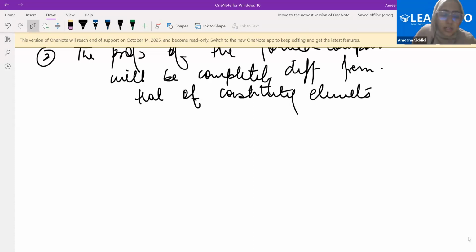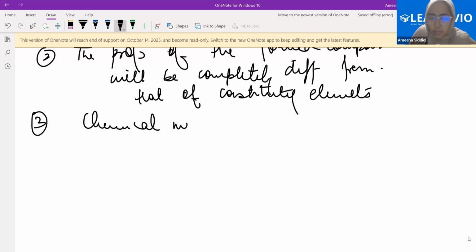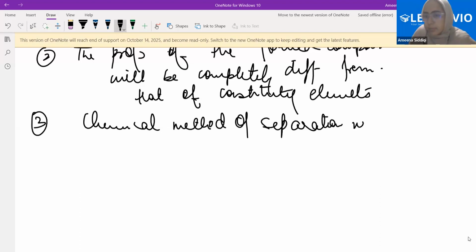Yes, ma'am. The third point, see, if they are bonded chemically, if we need to separate them, we will obviously need chemical methods of separation. I'll explain you this. Chemical methods are needed to separate. See, the point that I'm trying to make here is this.